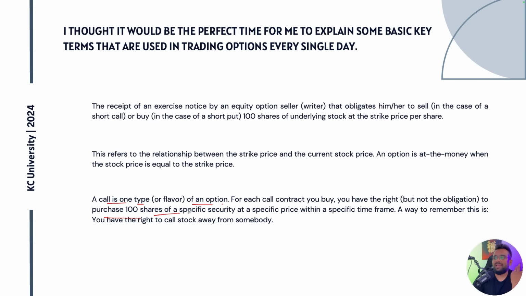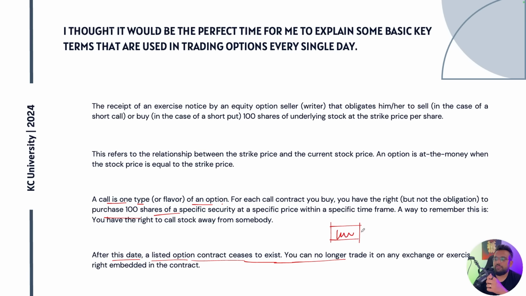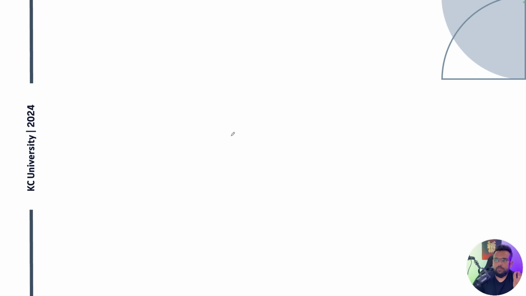Now, after this date, a listed option contract ceases to exist. There's an expiry point for those option contracts, and after that, those particular things are expired. Like a coupon code expires. Okay, you get my point?